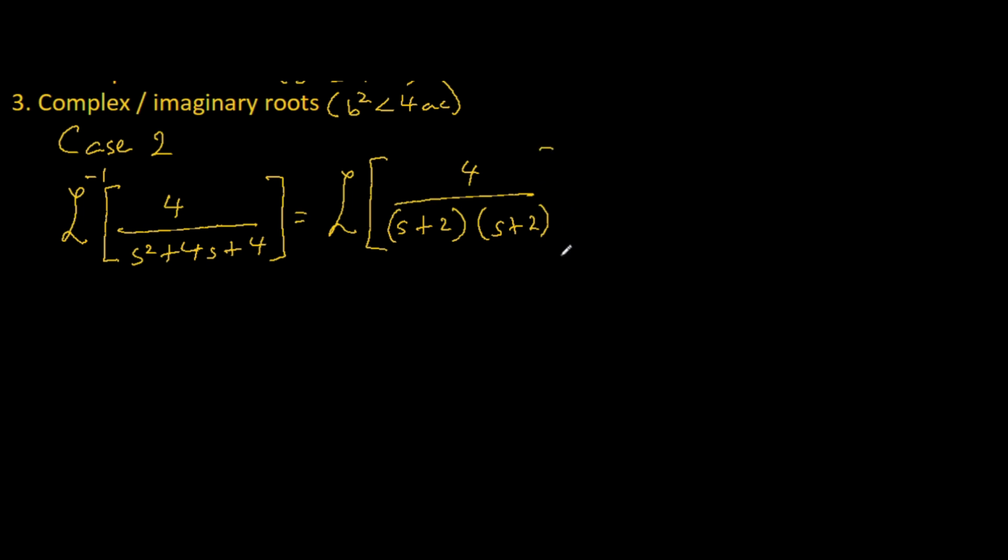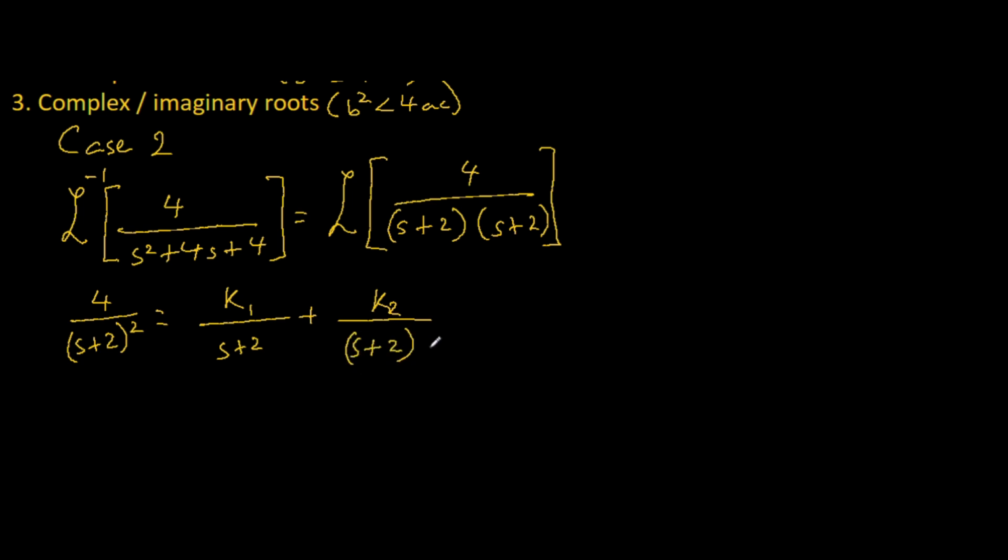When you have repeated roots, the way we deal with it, so we have 4 over s plus 2 squared. We don't say k1 over s plus 2 and k2 over s plus 2. No, instead we have k1 over s plus 2, and then we have k2 over s plus 2 squared. So we have one term to deal with the case where you don't have the square, and a second term to deal with the case where you have the square in your denominator.